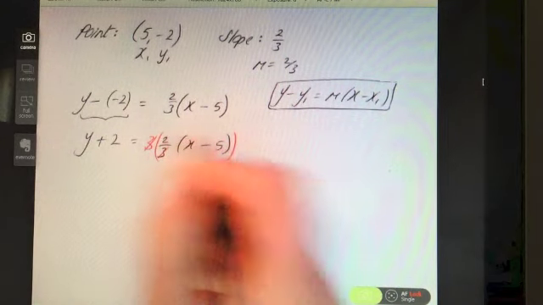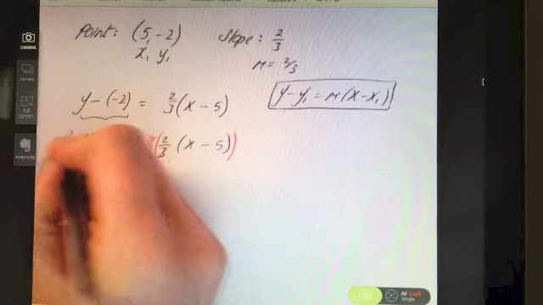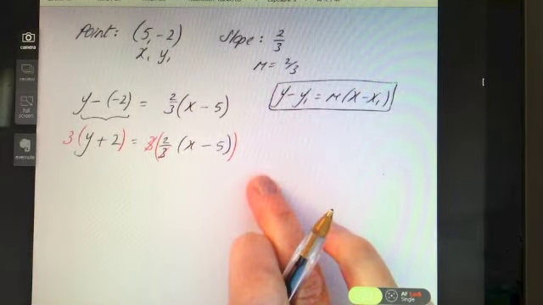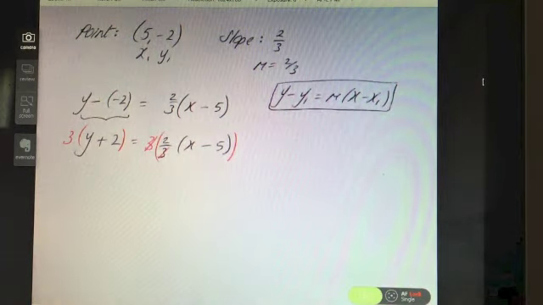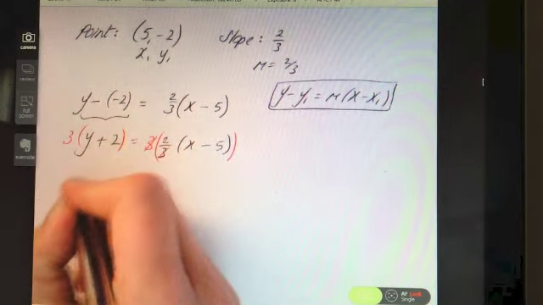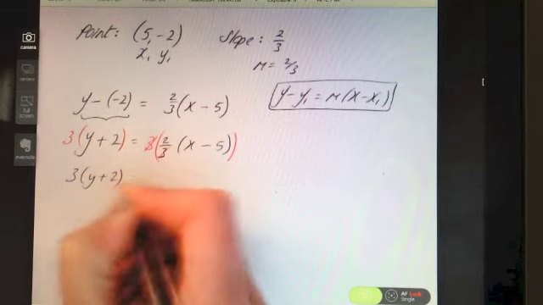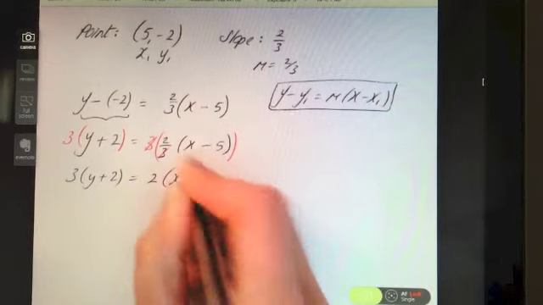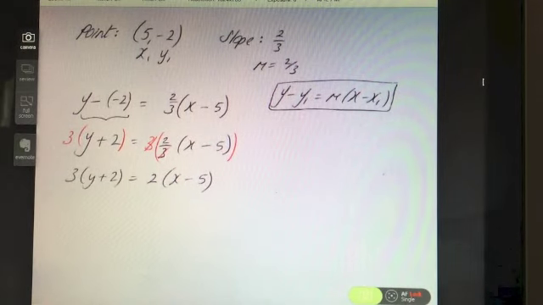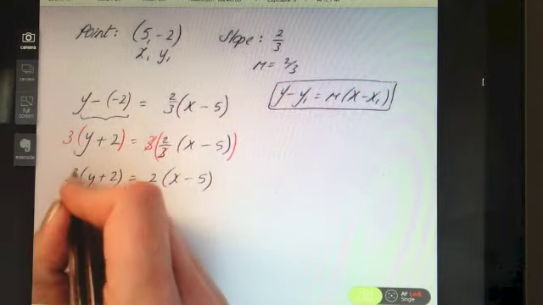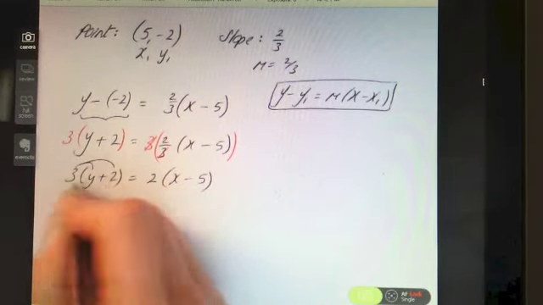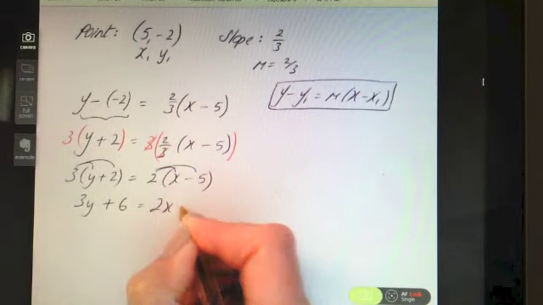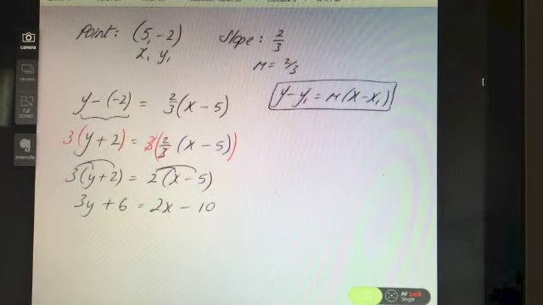But if I'm multiplying the right hand side by 3, remember you've got to multiply the left hand side by 3 as well. So again, I would always write out the next step before I do any multiplication, okay? I'm multiplying the left hand side by 3 like that, and it's the 2 that's left here on top that's going to be multiplied to the x minus 5 on the right hand side. Now I'm going to multiply out my brackets. 3 times y is 3y, 3 times 2 is 6, 2 times x is 2x, and 2 times minus 5 is minus 10. So I have this.